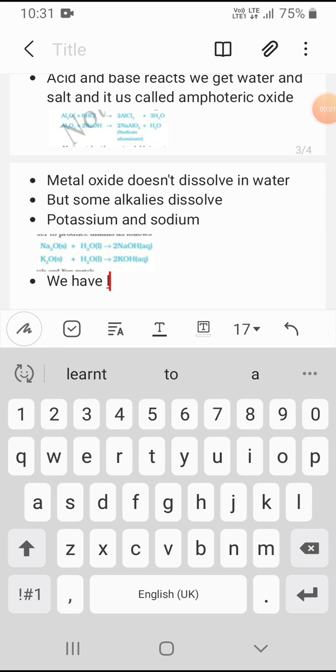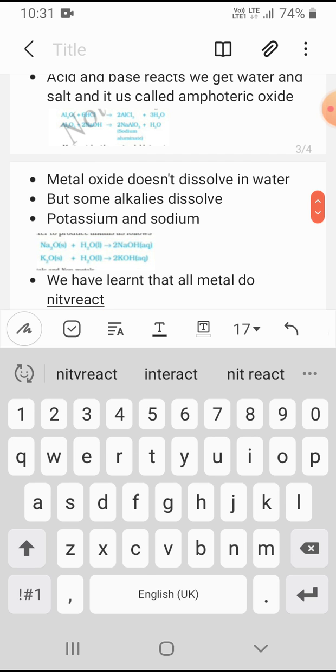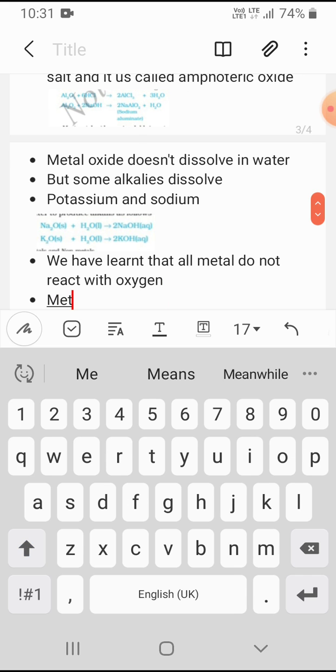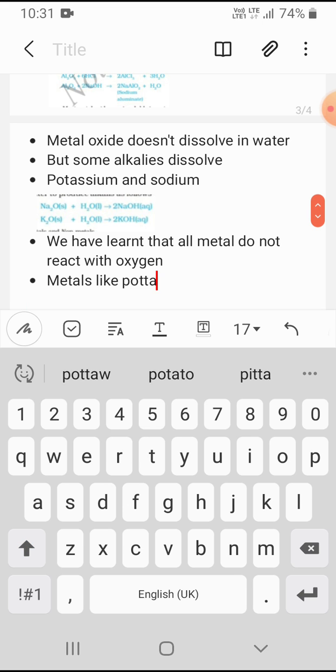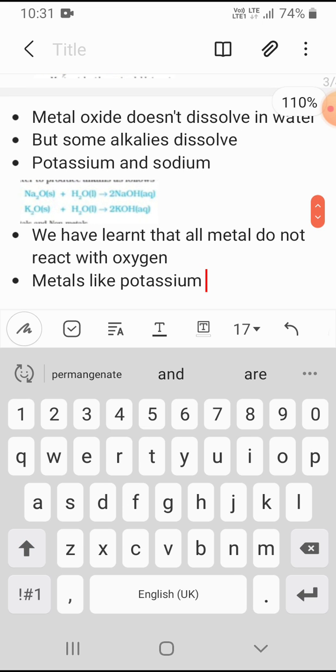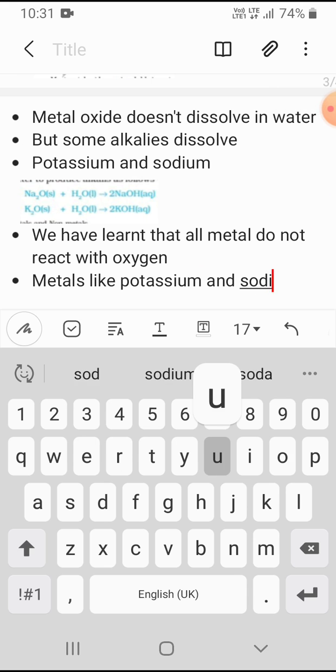So we have learned that not all metals react with oxygen, but metals like potassium and sodium catch fire.